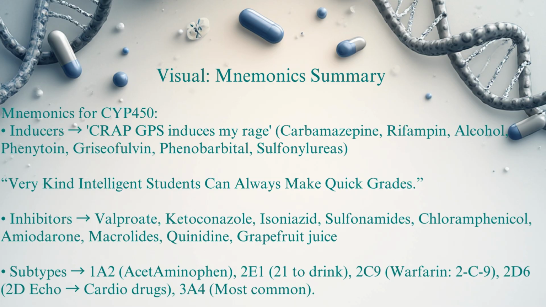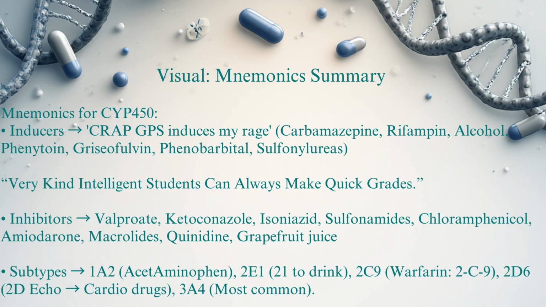Finally, let's quickly review the subtypes and what they're associated with. CYP1A2 goes with acetaminophen. You can remember this by thinking of the word acetaminophen as one word with two capital A's, which reminds you of 1A2. CYP2E1 is the enzyme that metabolizes ethanol. The way to remember that is, you must be 21 to drink alcohol, and 21 sounds like 2E1.